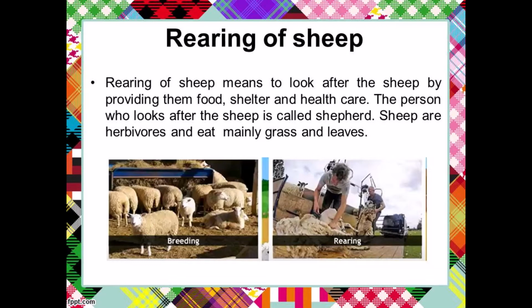Sheep are herbivores and they eat mainly grass and leaves. And sheep are also fed a mixture of pulses, corn, jowar, oilcakes, etc. In India, sheep are mainly reared in hilly regions of Jammu and Kashmir, Himachal Pradesh, Uttarakhand, Arunachal Pradesh, and Sikkim, or in the plains of Haryana, Punjab, Rajasthan, and Gujarat.